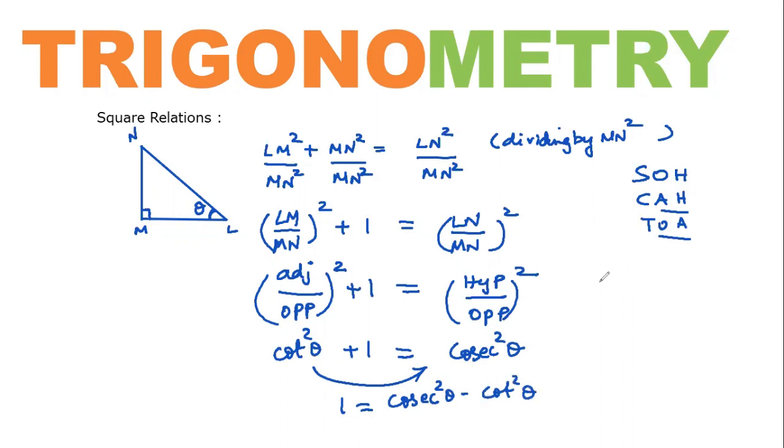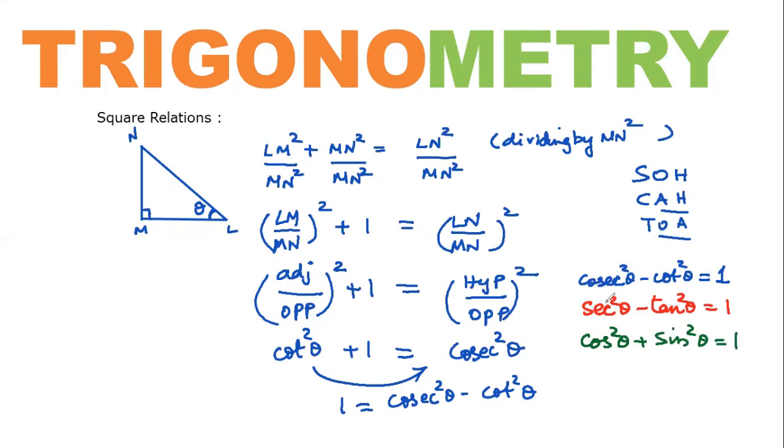So the relations which we saw, the square relations: cosec square theta minus cot square theta is equal to 1. Sec square theta minus tan square theta is equal to 1. Cos square theta plus sin square theta is equal to 1. So if you remember the square relations, you can solve many questions in trigonometrical ratios.